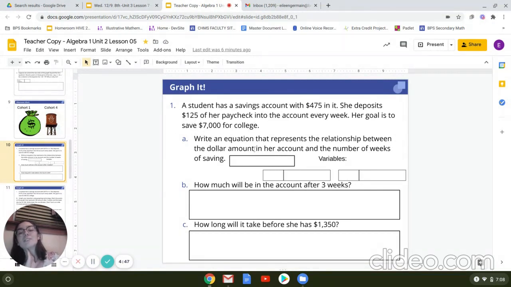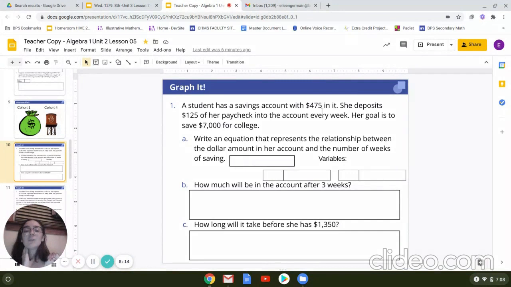Her goal is to have $7,000. So let's think. We have to write an equation that represents the relationship between the amount in her account and the number of weeks of her savings. I want you to take 2 minutes right now to write an equation and identify what each of these variables would mean.